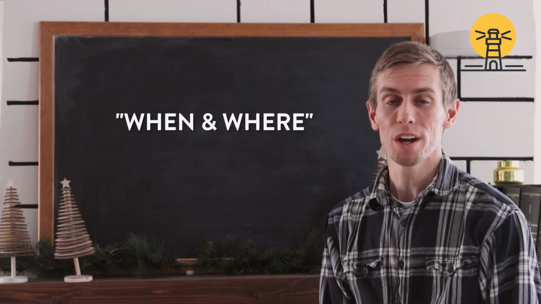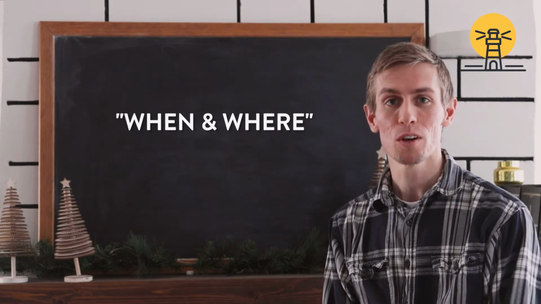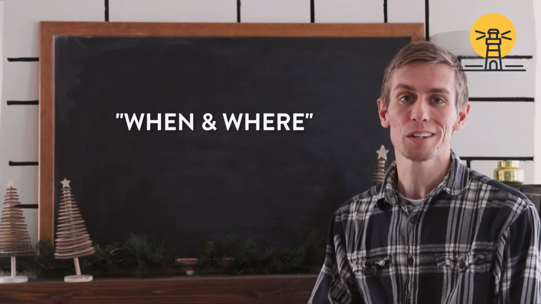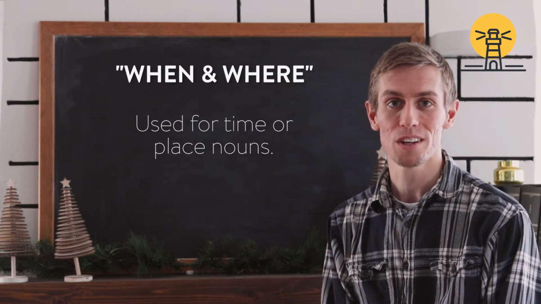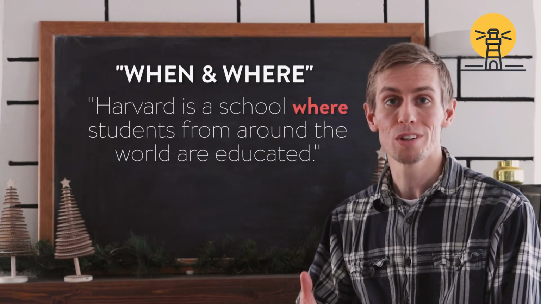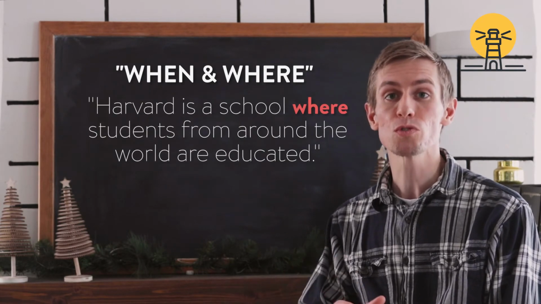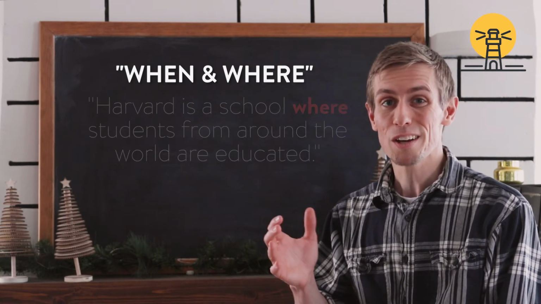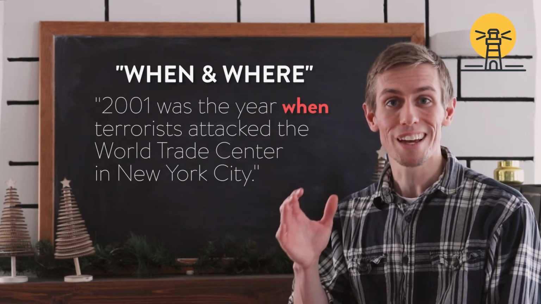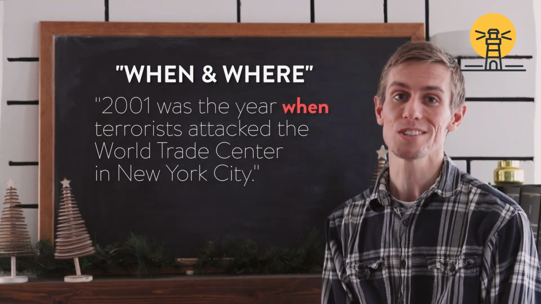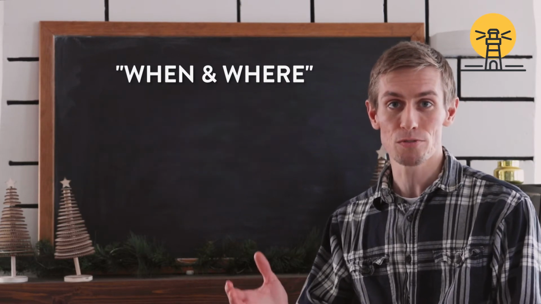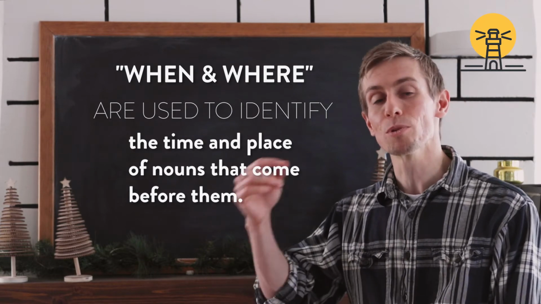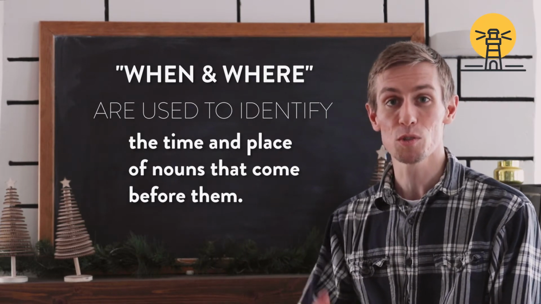Now, when and where are less common relative pronouns, but we still use them, and we use them when we're talking about time or place nouns. So for example, Harvard is a school where students from around the world are educated. Or, 2001 was the year that terrorists attacked the World Trade Center in New York City. We identify the time and place of the noun that precedes these relative clauses by using when and where.